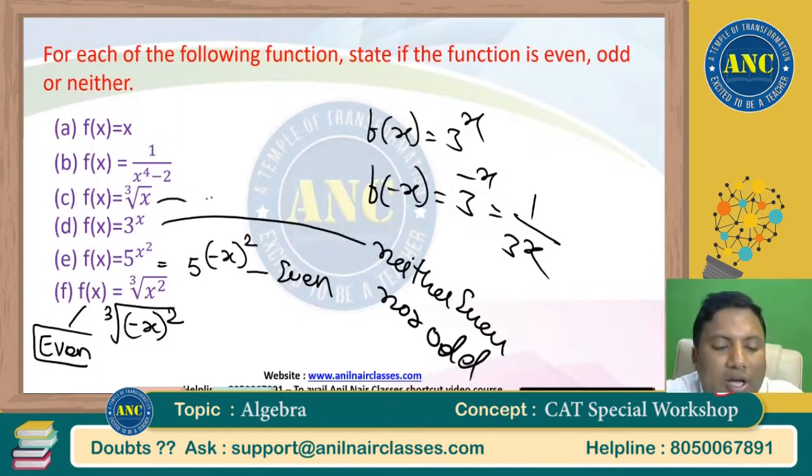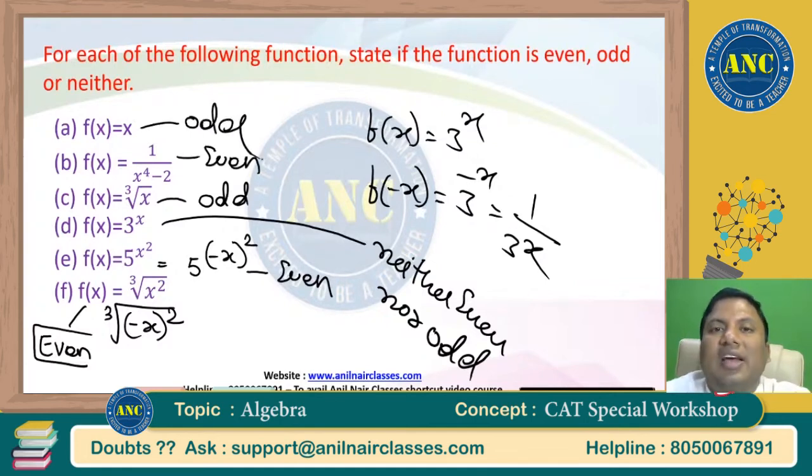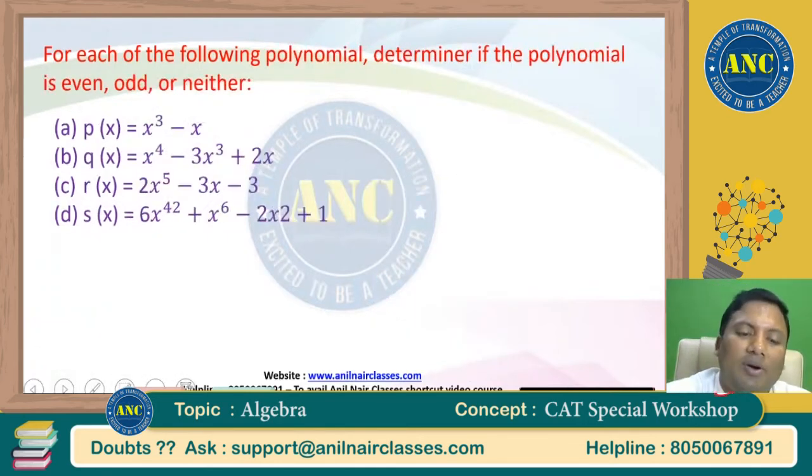Here x is replaced by minus x, so I will get an odd function. Second, it is an even function. First, it is an odd function. I hope it is clear. The definition of even and odd function should be extremely clear. Just by looking at a question itself, you should be able to say.